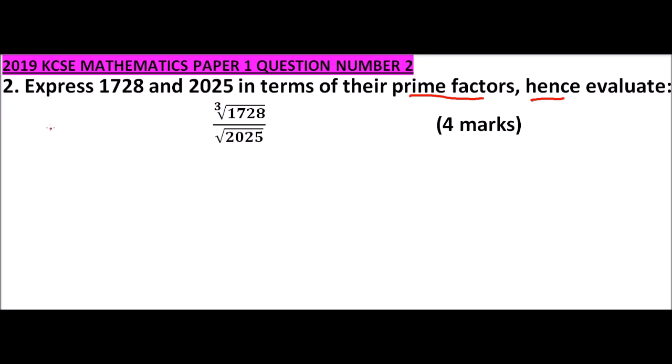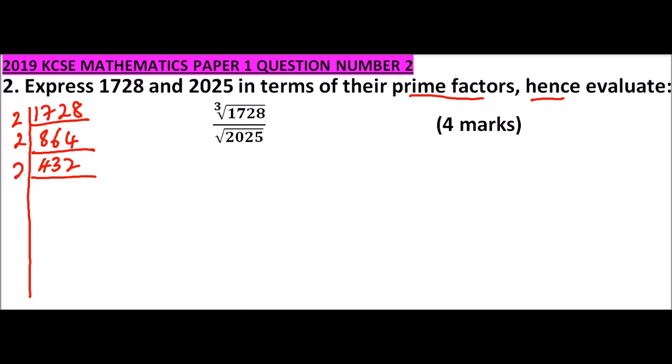So let's start by getting the factors of 1728. You can use any method that you are comfortable with. I'm going to use this method. So we have 1728. We start by 2, and we should be able to get 864. You get 2, you should be able to get 432. You divide by 2 again, you get 216. You divide by 2, you get 108. You divide by 2, you get 54. You divide by 2, you get 27. Divide by 3, you get 9, and you divide by 3, you get 3.